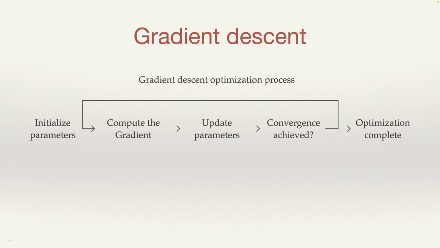So gradient descent has 4 different steps. First, we initialize the parameters. Second, we compute the gradient. Third, we update the parameters of our linear regression model. And fourth, we check whether our model has converged or not. And after our model has converged, we stop this iterative process.